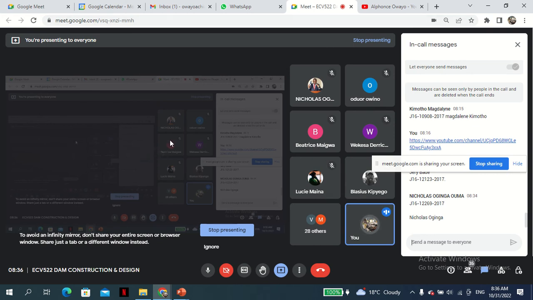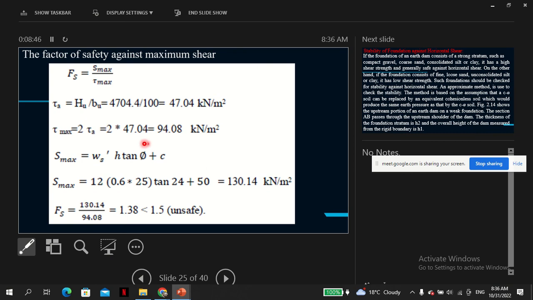Class rep, what can you do? According to me, you can increase the length of the embankment. You can increase the width. You can increase the dimension. You can see S max is the weight, height. So you can increase any of these.